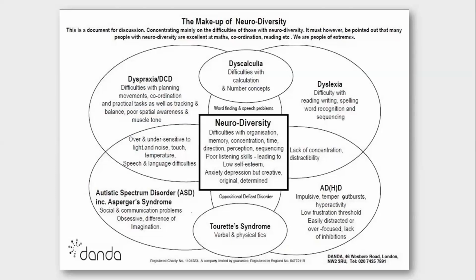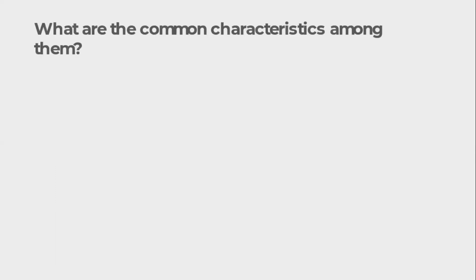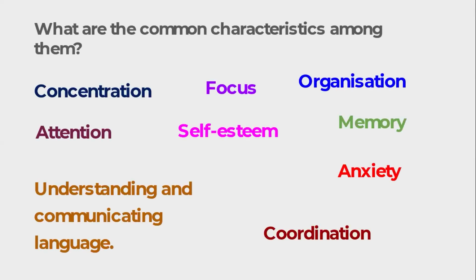So, to make things simpler in my school, not because this is not important, don't misunderstand what I'm saying, but to help teachers at school, what we generally do is take into consideration what all these students have in common as regards difficulties. What is it that they all share? Most of them have issues with concentration, attention, focus, organization, memory, especially short-term memory, anxiety, coordination, and understanding, but also communicating language.